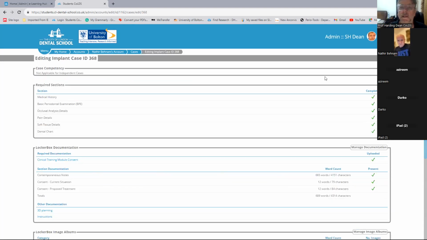So if I click onto that case, as you go through and you've uploaded your data, you will see all the green ticks, which means you've done the medical history, the periodontal assessment, the occlusal analysis, the pain details, soft tissue, and the dental charting. So they're all in the case, yeah?